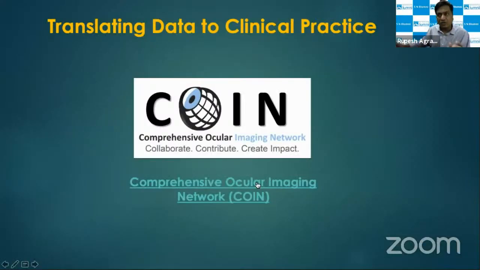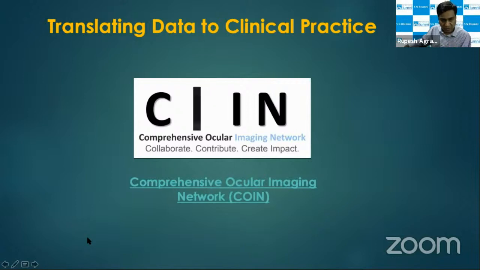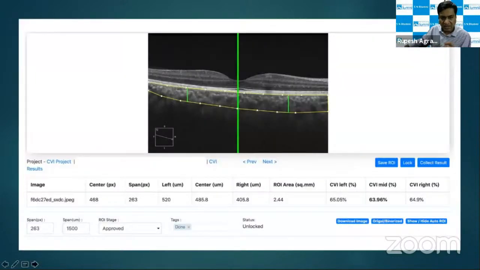So when we talk about the COIN, it gives an open source platform for people to upload images, analyze those images, and again come out with parameters like this. You have an automatically calculated choroidal vascularity index, which I coined in 2015, 2016. But here you can get CVI at different time points, at different spans, and you can do anything.